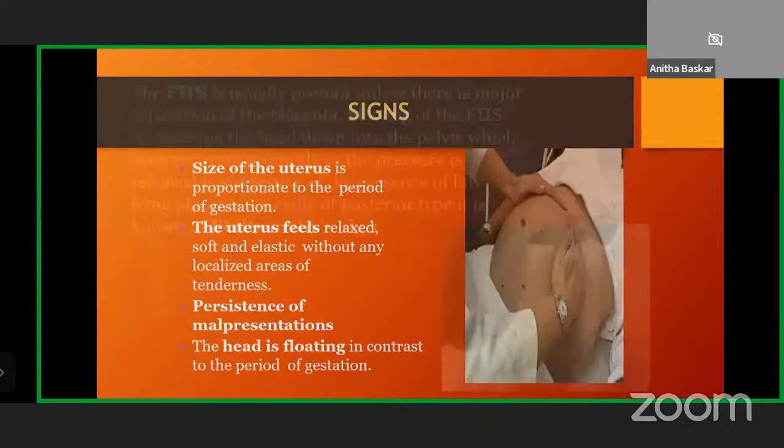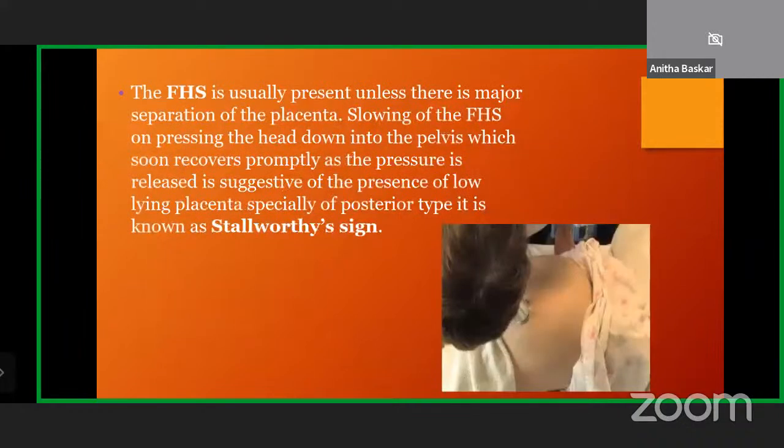If you see the FHS, here, in abruption these are the signs. FHS will usually be present even in profuse bleeding. Even in profuse bleeding, FHS will be present. There won't be any abnormalities, except in the Stallworthy sign. I have already explained that in the posterior type of placenta, due to the pressure and cord compression, it leads to CTG monitoring and FHS variation.